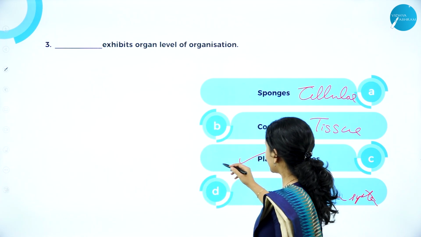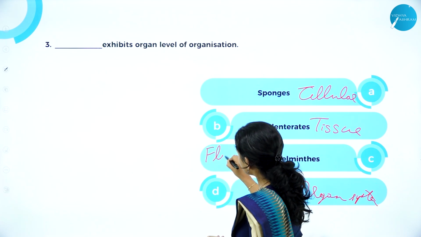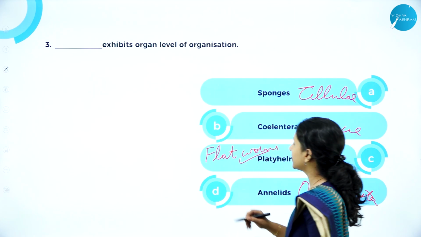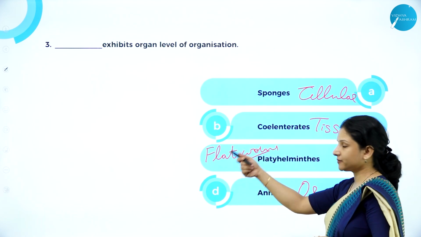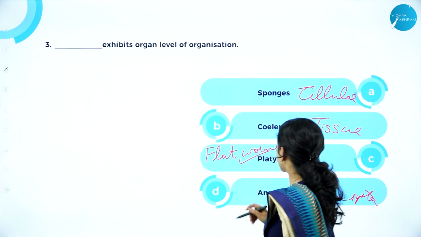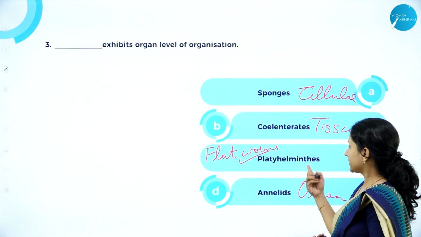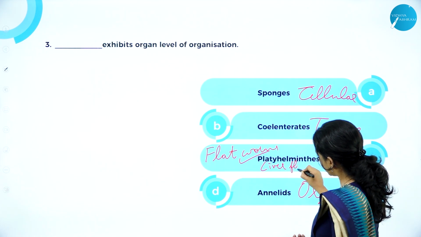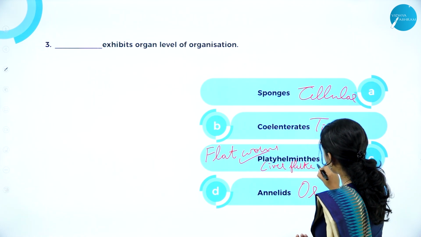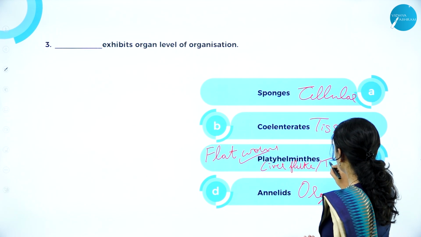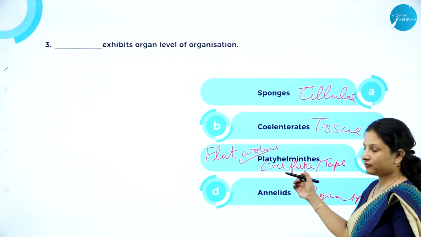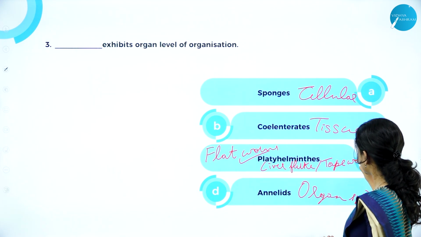So here, instead of platyhelminths, they can also write flatworms. Don't get confused if they give the word flatworms, because flatworms are nothing but platyhelminths. Under platyhelminths, they can give an example like liver fluke, so you have to select liver fluke as the answer, or they can give tapeworm or Taenia. So you have to write it the same.